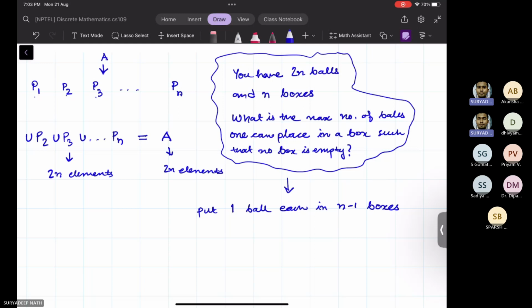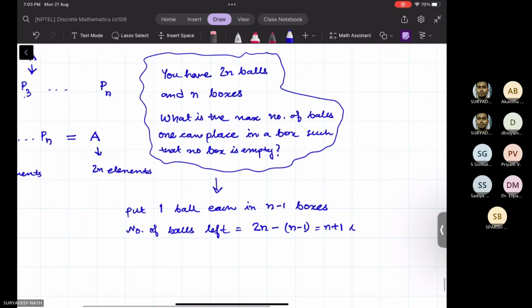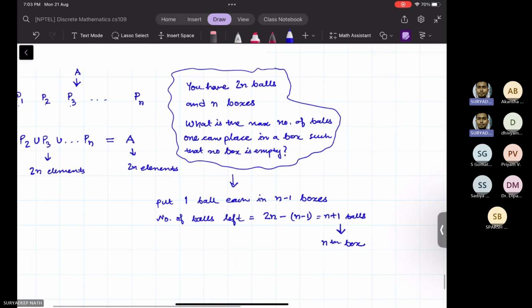The number of balls left: in total we had 2n balls, and you have already placed n minus 1 balls in n minus 1 boxes. So you are left with n plus 1 balls, and these n plus 1 balls you put in the nth box. So the nth box will have the maximum number of balls. The maximum number of balls you can place in a box is n plus 1.